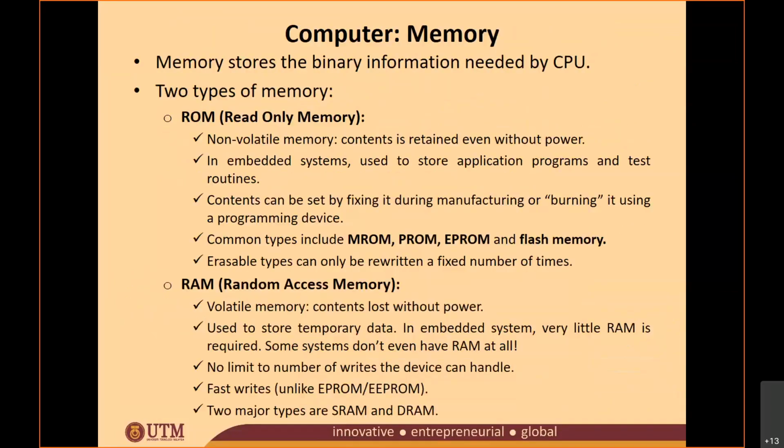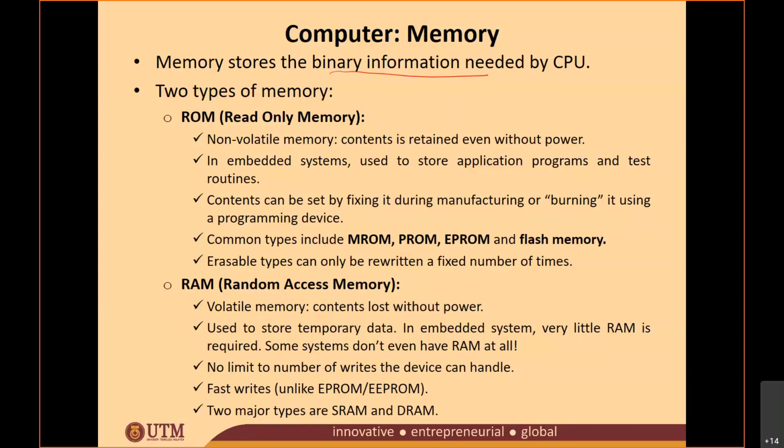Okay, since the computer needs three main parts, the first is the CPU, then memory. Now you're going to see what the memory is. Memory stores the binary information needed by the CPU. So actually, this memory is used to store the data. You can think of it as a data storage.